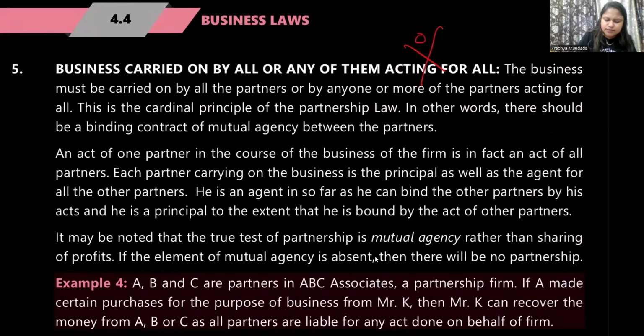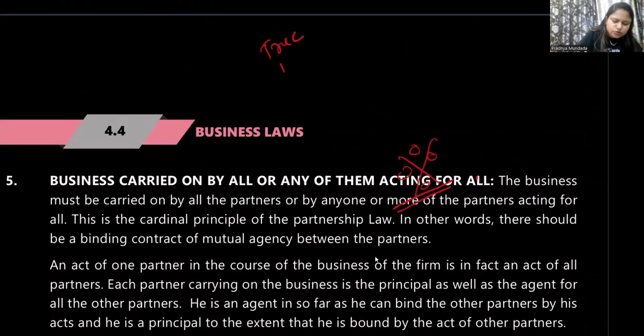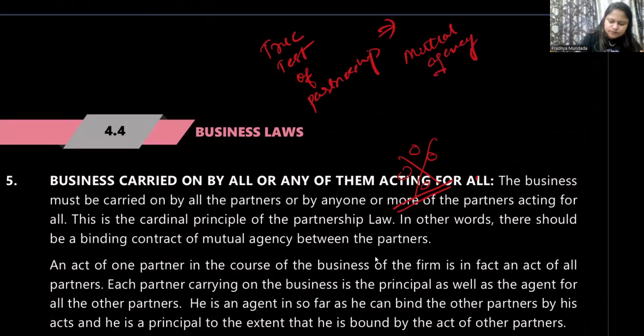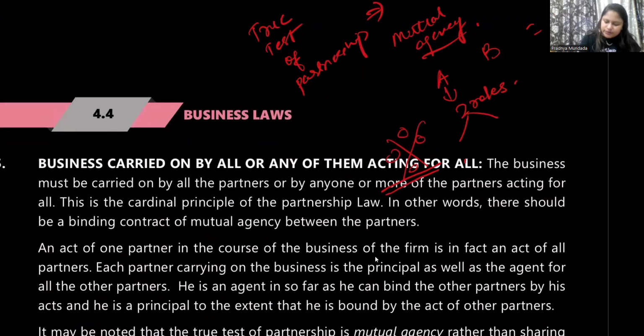This is, we can say, the most important part of partnership. In fact, I would say, next topic that we're going to discuss is the true test of partnership. Okay, the true test of partnership. The most important element will be mutual agency. The concept of mutual agency is, there are three partners A, B, C. Each partner will act in two roles. One, he will be a principal. Second, he will be an agent.